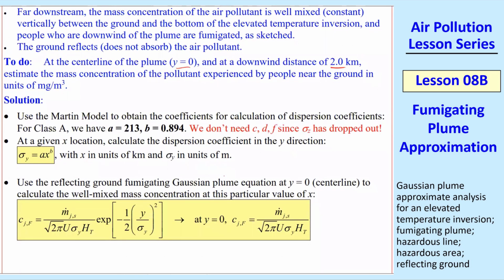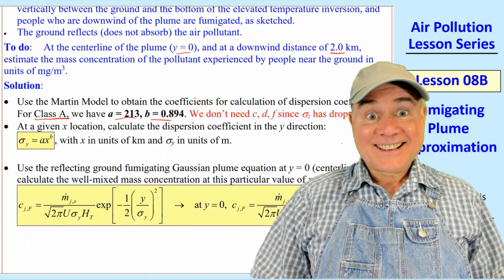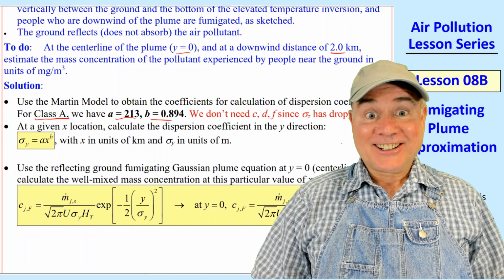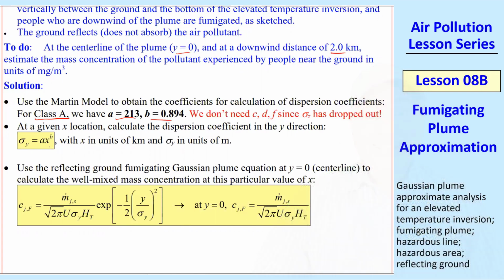So solution: use the Martin model, and we see that this is a class A, so we get our coefficients. All we need is A and B. We don't need C, D, F anymore since sigma Z has dropped out. So these are actually very easy. I like it when things are easy. Yeah, Dad, we all like that. And then we use sigma y equals A X to the B, and I get that sigma y is 395.822 meters in this particular case at that x of 2.0 kilometers.